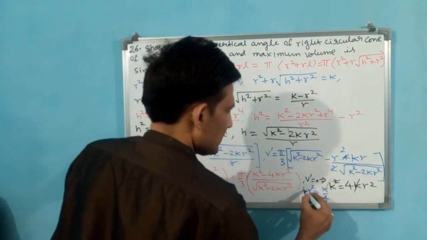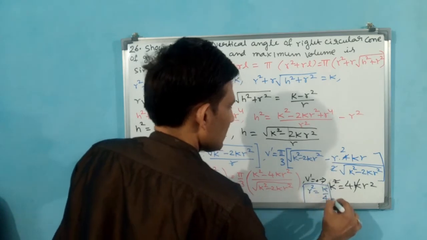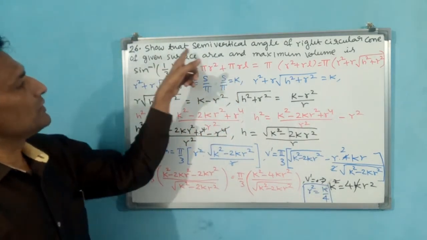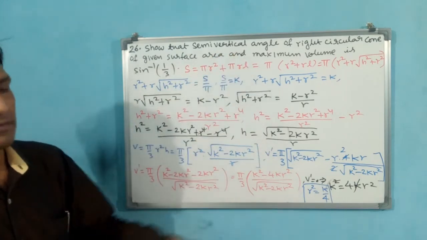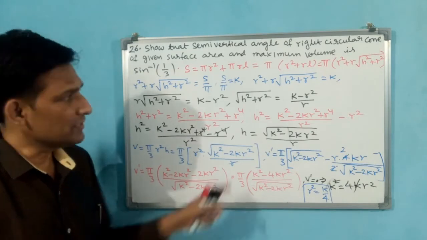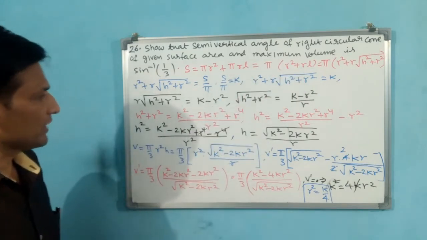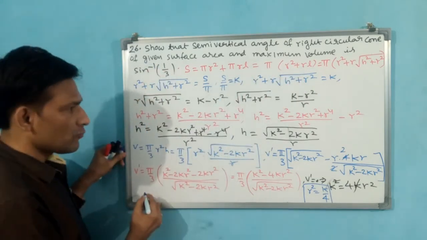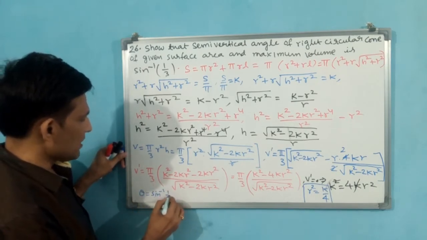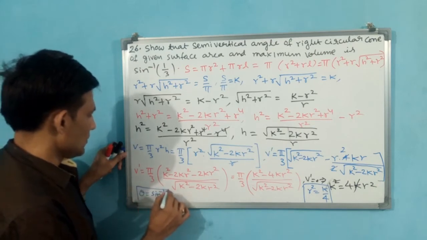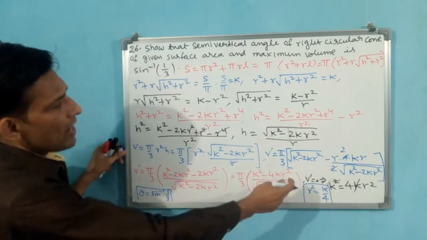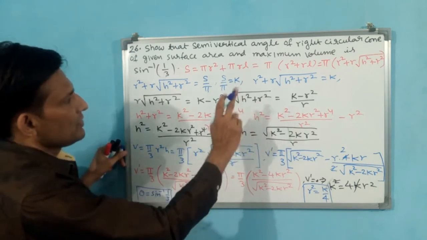You box it. Finally, show that the semi-vertical angle: you want r, why? Because r by l you want, then theta is equal to sine inverse 1 by 3 you can get. I am writing here what you have to prove: theta is equal to sine inverse 1 by 3. This is one thing. Another thing, r you have got, l you want.